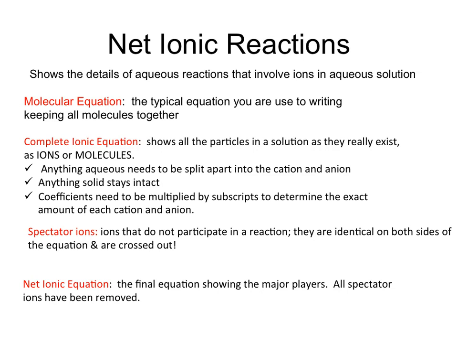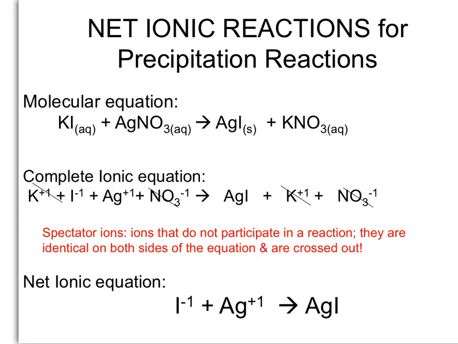One of the things that you'll need to remember to do in the complete ionic equation is separate any substance that is aqueous into the positive and the negative ion, the cation and the anion. Anything solid will stay intact, and we need to be aware of any coefficients in front of the chemical formula. Coefficients will always multiply by the subscripts, which will then tell us how many ions each one of the substances is splitting apart into. So let's take a look at our first example.